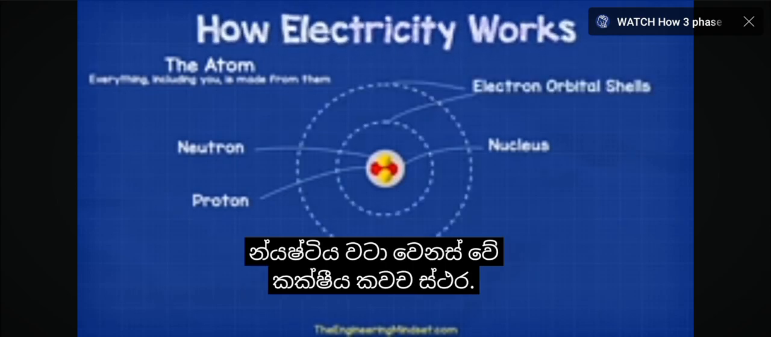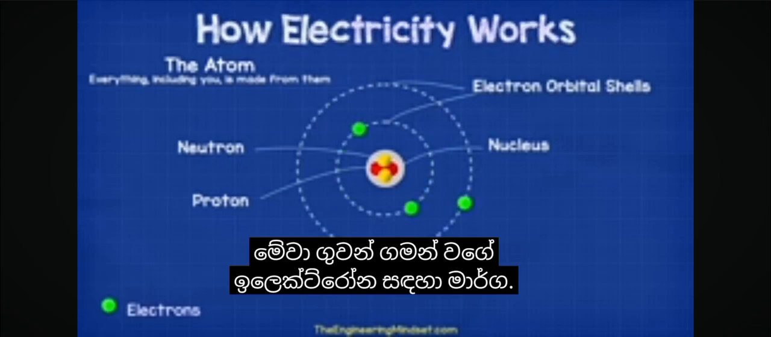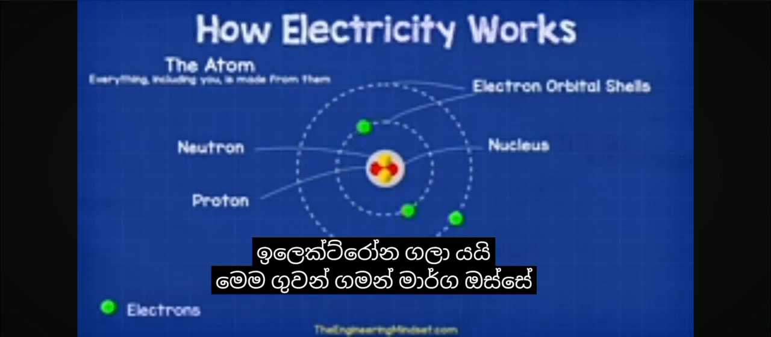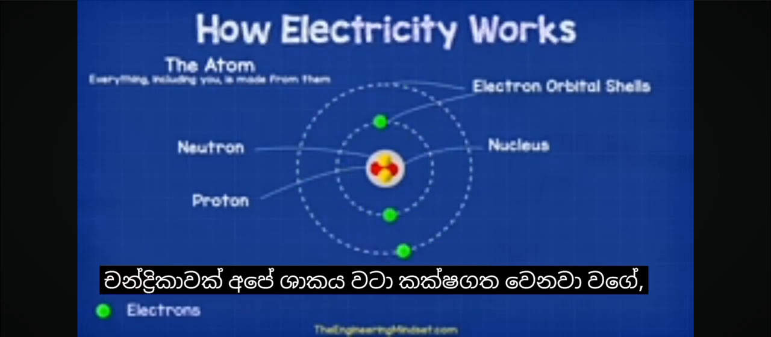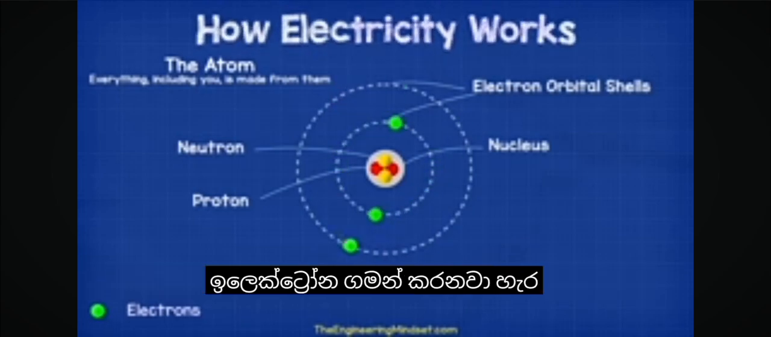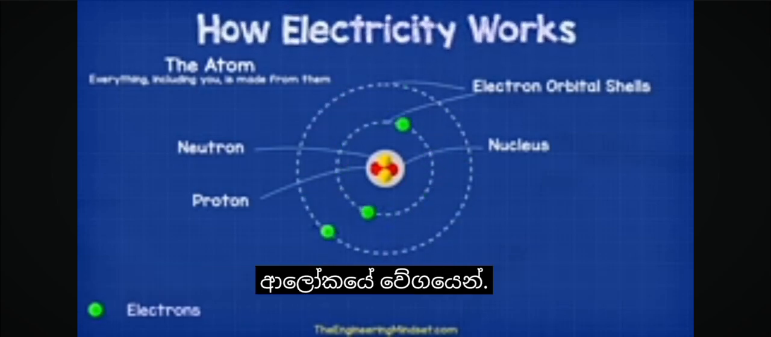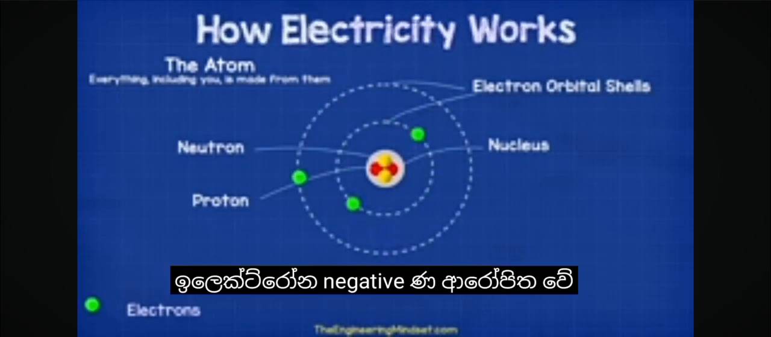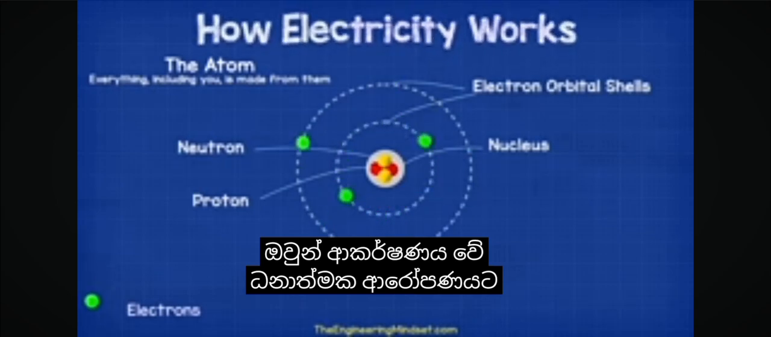Surrounding the nucleus are different layers of orbital shells. These are like flight paths for the electrons. The electrons flow along these flight paths much like a satellite orbits our planet, except that the electrons travel at almost the speed of light. The electrons are negatively charged and they are attracted to the positive charge of the protons.